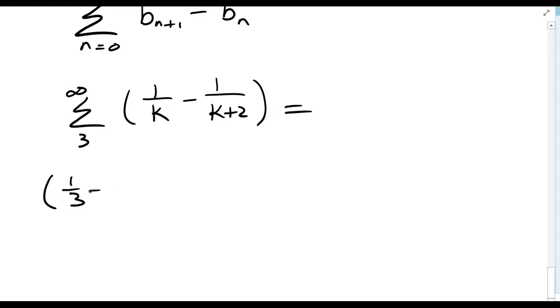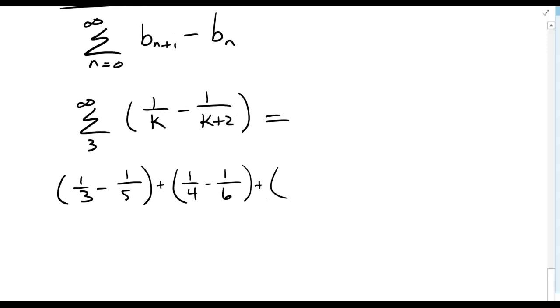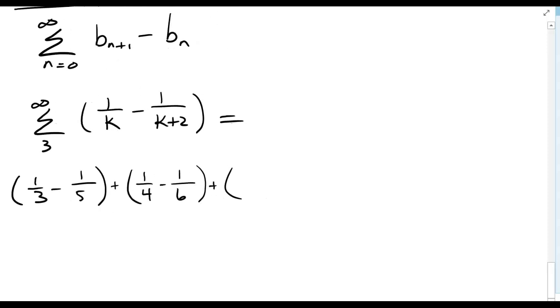That's going to be 1/3 minus 1 over 5, correct? And you're going to add that, plug in the next number. So it would be 4. 1/4 minus 1 over 4 plus 2, 6. Keep doing that until you see a pattern. I'm going to shrink it down a little bit so I can fit more on the screen.